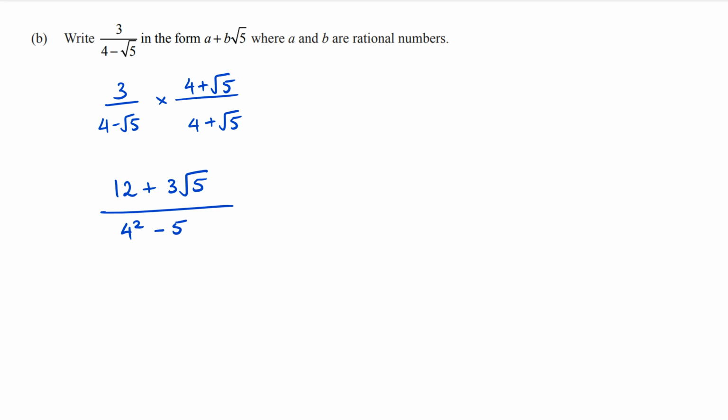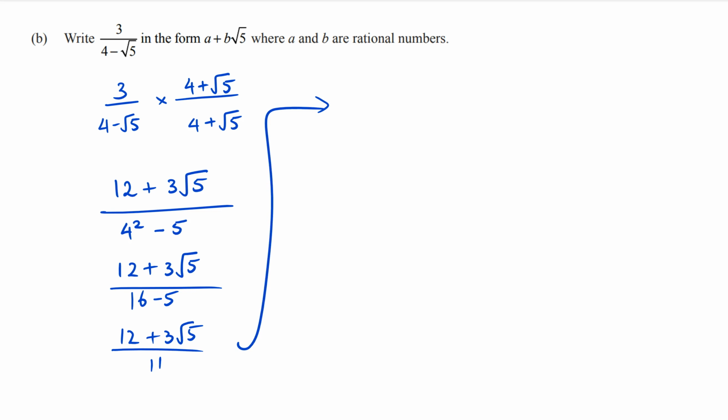Remember, it's 5 because square root of 5 times square root of 5 is just 5, and we don't need to worry about the inside terms. So we're going to get 12 plus 3 root 5 divided by 16 minus 5. So we're going to get 12 plus 3 root 5 over 11, which of course we can rewrite as 12 over 11 plus 3/11 of root 5. So we can say that A equals 12 over 11 and B is equal to 3 over 11. So this is another achieved grade.